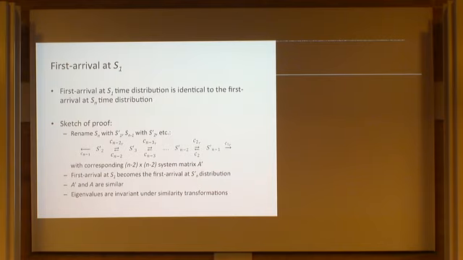The sketch of the proof is outlined here. We rename Sn with S1 prime and Sn minus 1 with S2 prime, etc. Then the system changes and looks like this. We now have a matrix A prime. The first arrival at S1 becomes the first arrival at Sn prime. But since A prime and A are similar, the eigenvalues have to be identical, as those are invariant under similarity transformations. We have done several simulations or calculations of the distributions, and indeed they are identical.